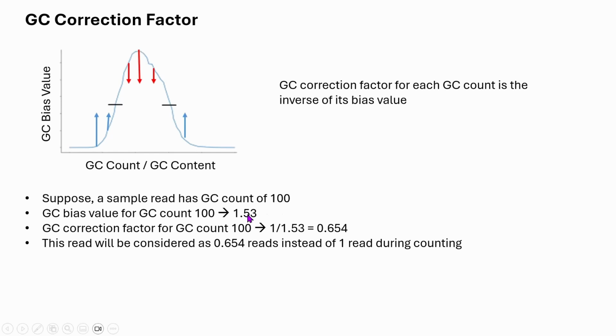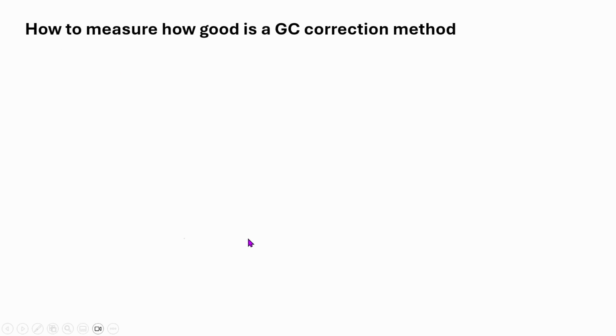You can think of an inverse scenario where the GC count maybe is 10 and we have a GC bias value of say 0.5, and then we are going to count that sample read as 2, that is 1 divided by 0.5 equals 2 reads instead of 1 during counting. So that is basically how we get the GC correction factors for each read individually based on its GC context GC count value, right?